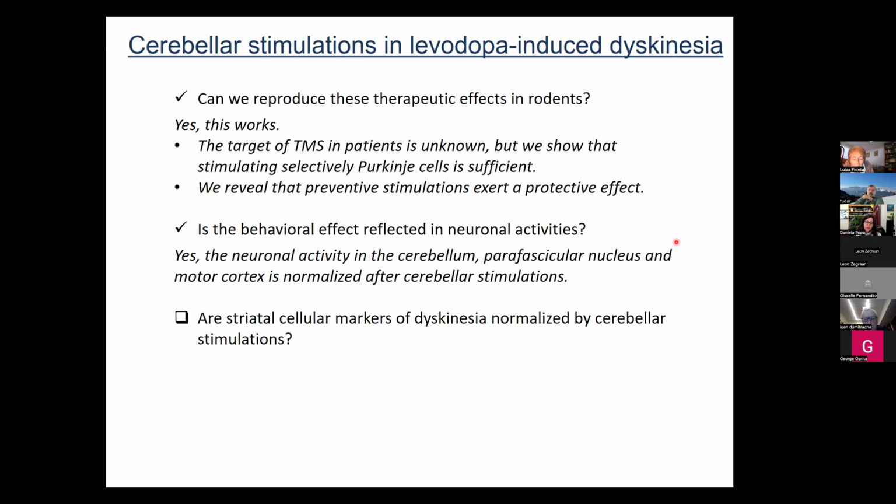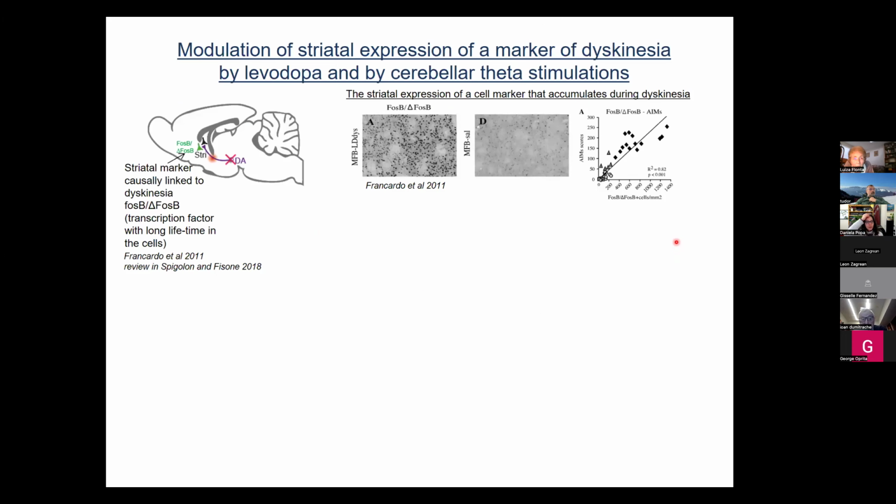So we wanted also to look in the striatum to see if the cellular markers of dyskinesia can also be normalized. So we turned to look at a striatal marker that is causally linked to dyskinesia: FosB, delta FosB. This is a transcription factor with a long lifetime in the cells, and it has been shown already in the field that it accumulates during dyskinesia, and even that it correlates with the score of the dyskinesia.